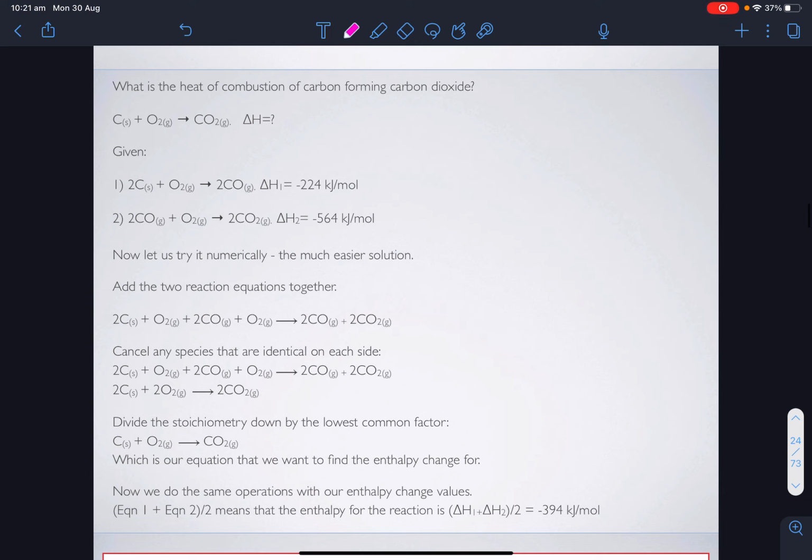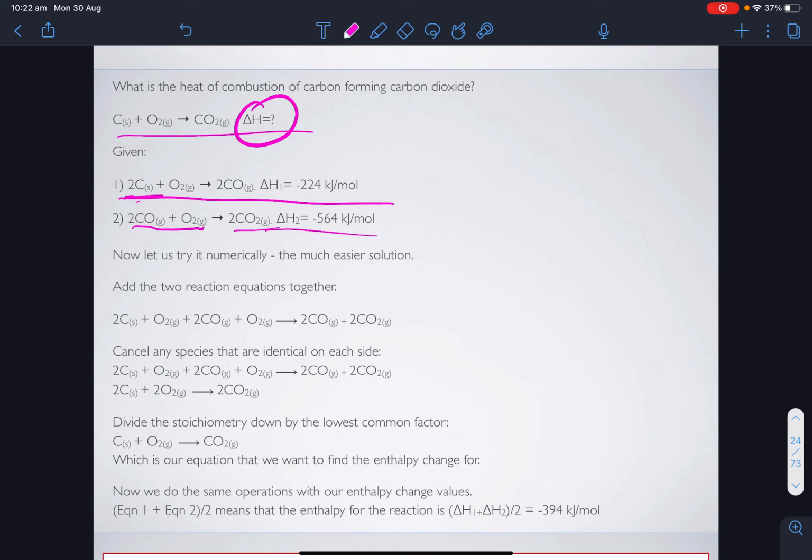So here, what is the heat of combustion for carbon forming carbon dioxide? This question here. Our enthalpy is what we're asking for. We're given two facts. We're given that this one here, 2 carbons plus oxygen will go to carbon monoxide, which has an enthalpy of this data, and then we can go carbon monoxide plus oxygen goes to carbon dioxide and has that enthalpy, okay?